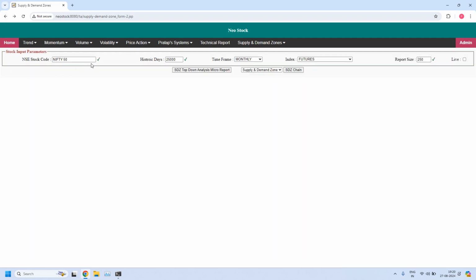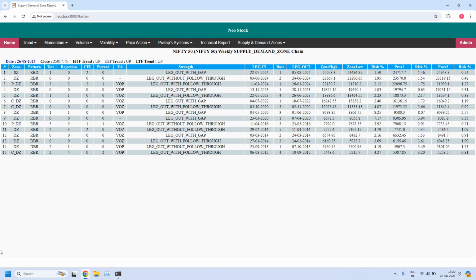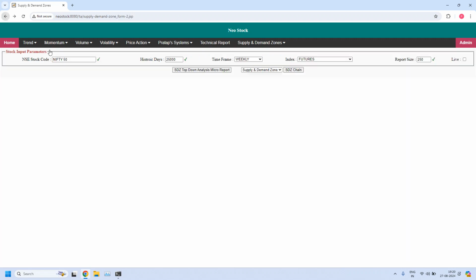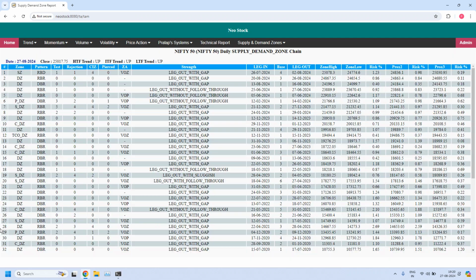Okay, the next, changing the time frame to weekly. I am generating weekly supply demand zone chain for BANKNIFTY. Sorry, it is NIFTY, not BANKNIFTY. Sorry for my mistake. This is the weekly supply demand zone chain for Nifty. Next time frame is daily, generating daily supply demand zone chain for Nifty.